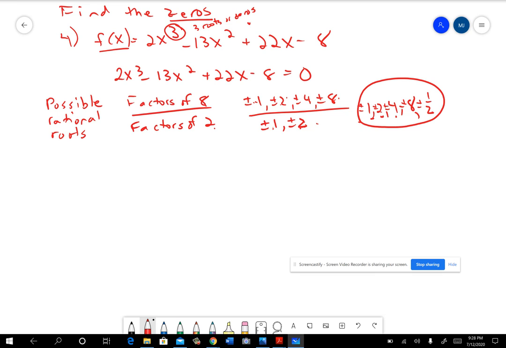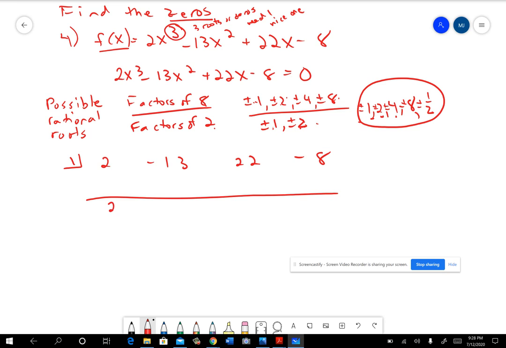Okay, and I need one nice one so that I can then get the quadratic factor. So I'm going to start testing. There's no missing terms here. So I'm just going to set it up. Don't forget to include the negatives that you saw there, and then do the process. Okay, so 2, it's negative 11. Nope. Okay, so that one didn't work. So then I might at that point either try 2 or try negative 1.